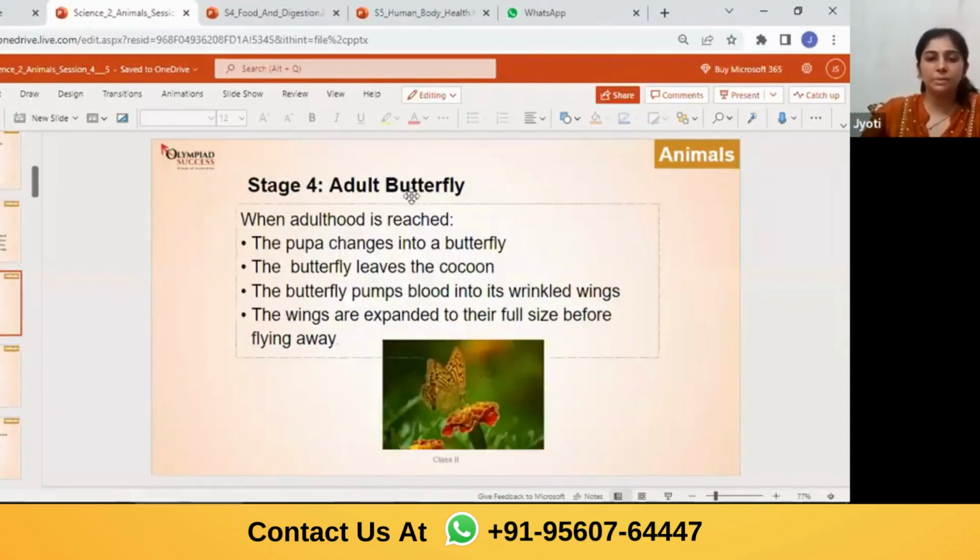Next comes the adult butterfly. When adulthood is reached, the pupa changes into a butterfly. The butterfly leaves the cocoon. The butterfly pumps blood into the wrinkled wings. Can you see here, wrinkled wings? Yes, the wings are there. Here the blood is sent by the butterfly. The wings are expanded to their full size before flying away. Is that clear for the adult?